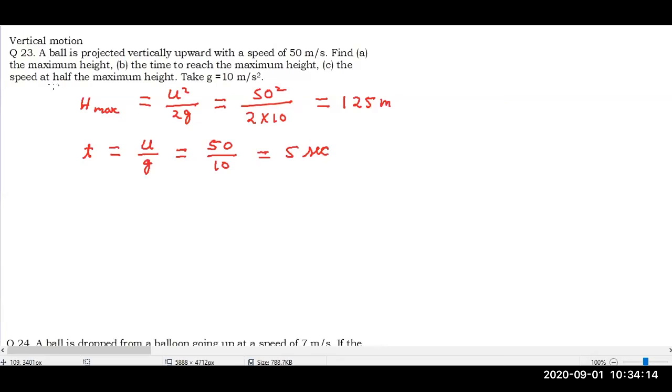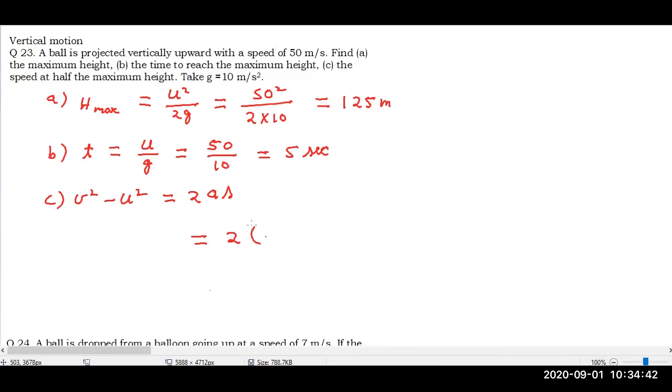Then the speed at half the maximum height. So what we are going to do is use the maximum height which we have found. We will write the formula v square minus u square equal to 2as. So final speed, the speed at half of the maximum height. Half of maximum height means half of 125.